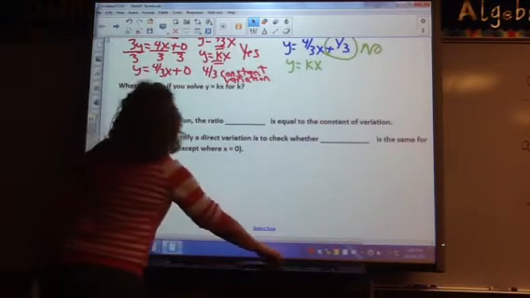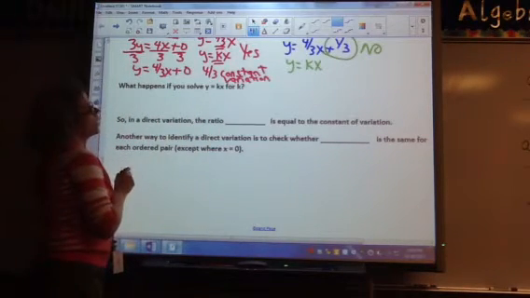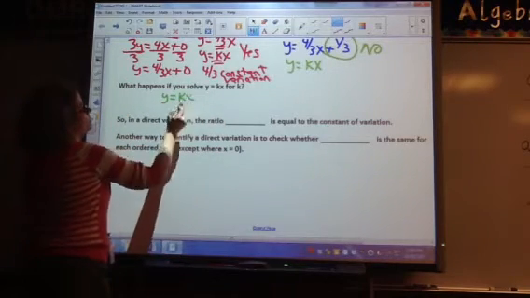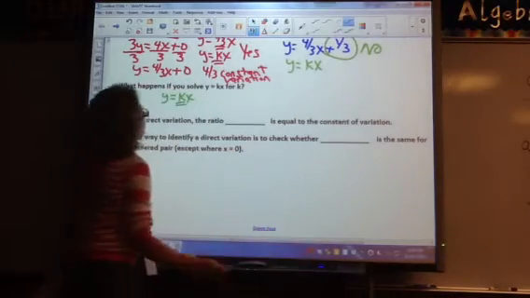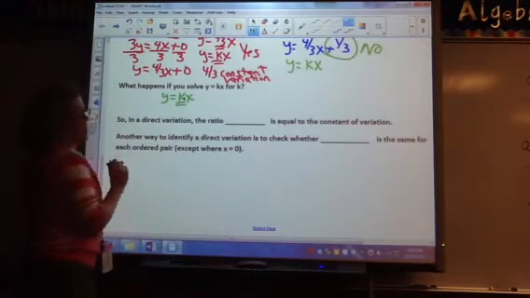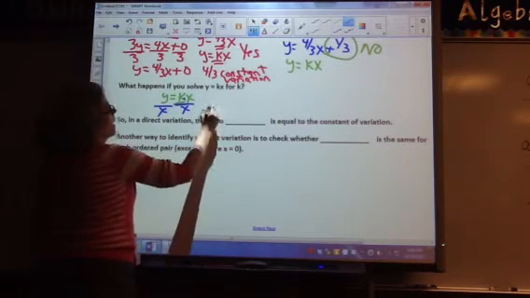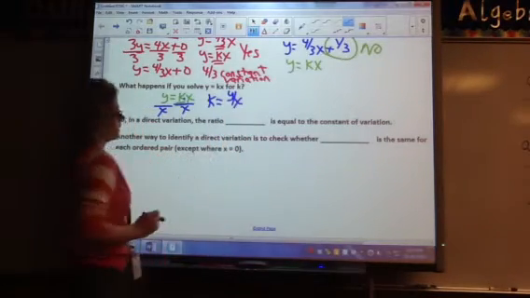All right. What happens if you solve y equals kx for k? Well, let's do that. So we want to isolate k. So this is k times x. Inverse of multiplication is divide. So if we isolate k, we get y over x.